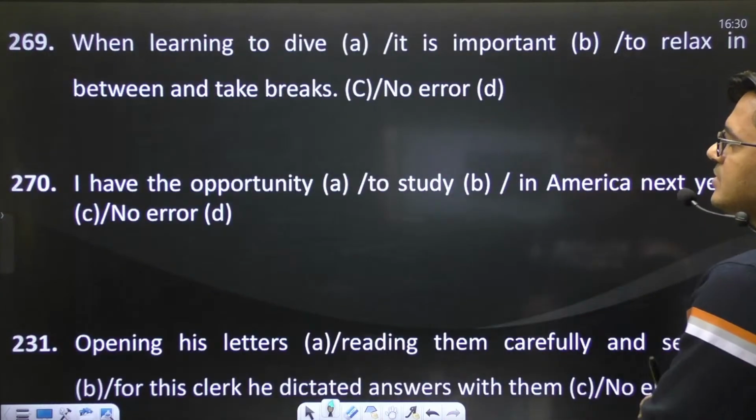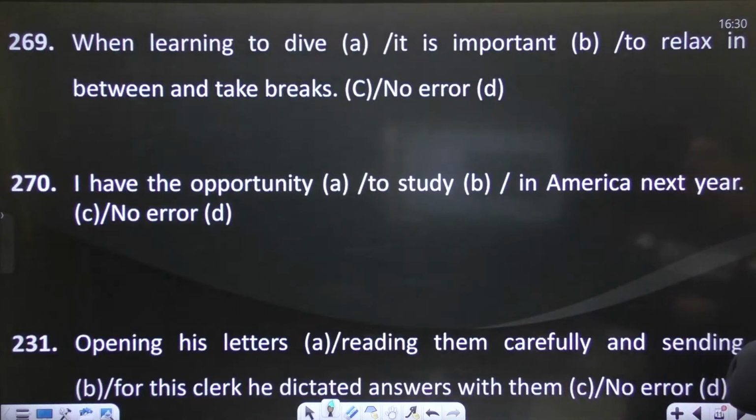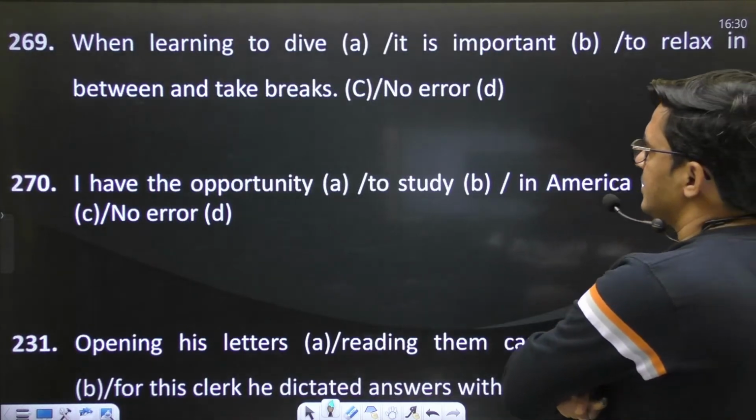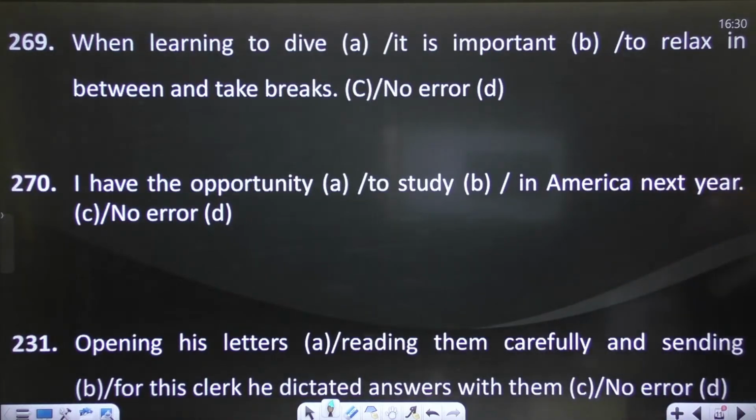The next sentence is, when learning to drive, it is important to relax in between and take breaks. Yes. What do you think of this sentence?